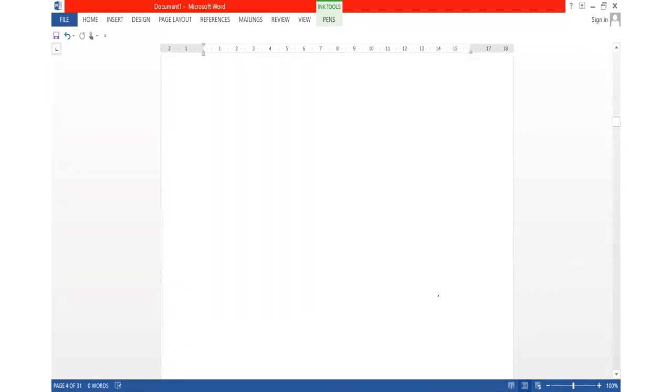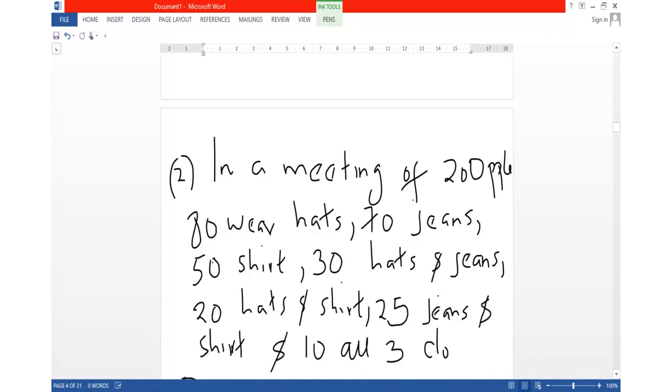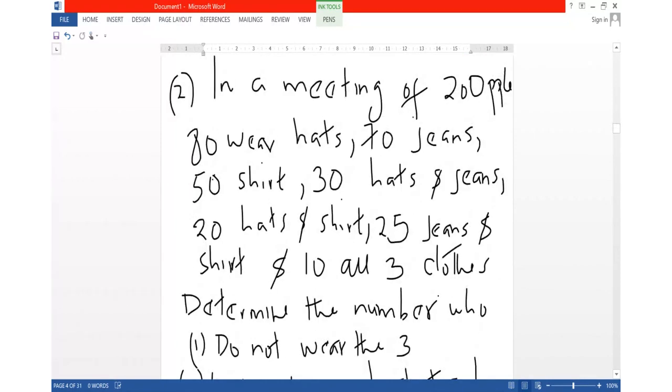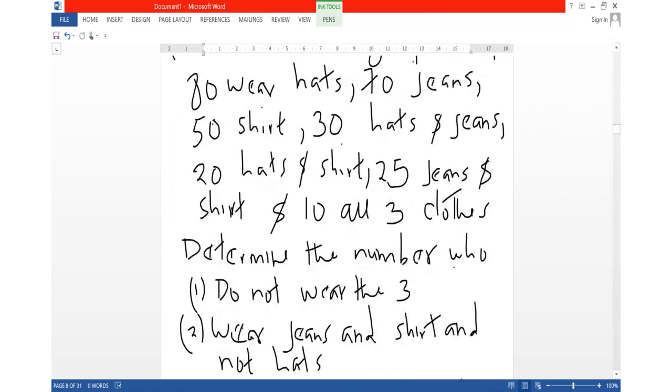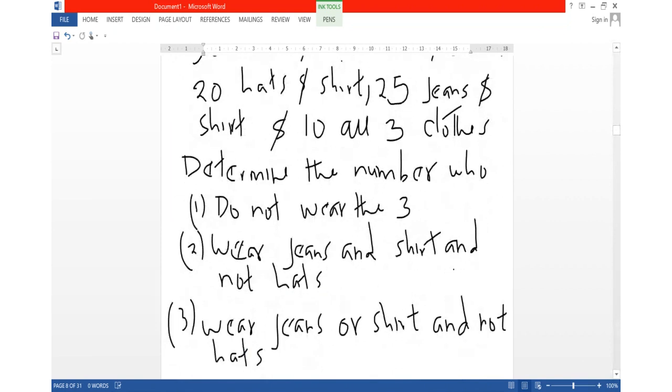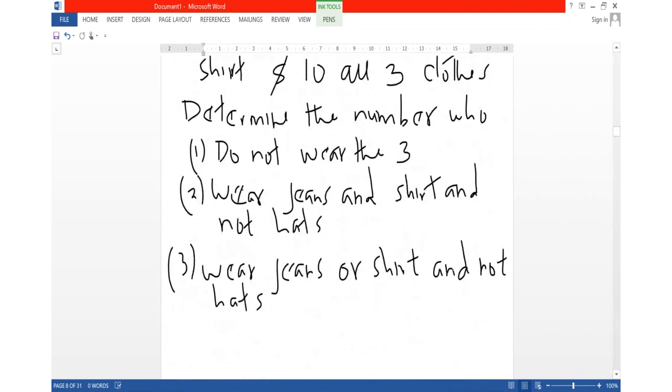Another example. In a meeting of 200 people, each wears hats, jeans or shirts: 70 jeans, 50 shirts, 30 hats and jeans, 20 hats and shirts, 25 jeans and shirts, and 10 wear all three attire or clothes. Determine the number who do not wear any of the three, who wear jeans and shirts and not hats, who wear jeans or shirts and not hats.